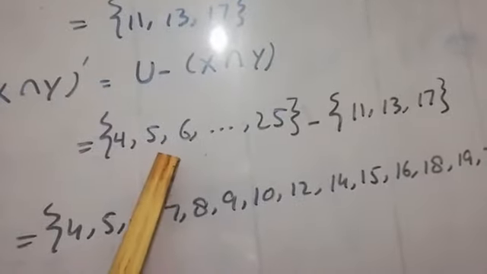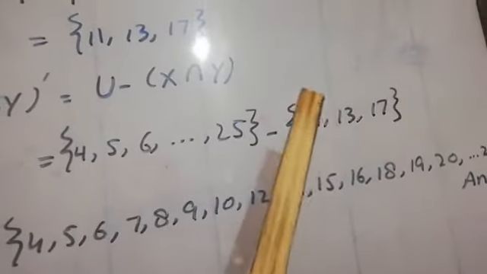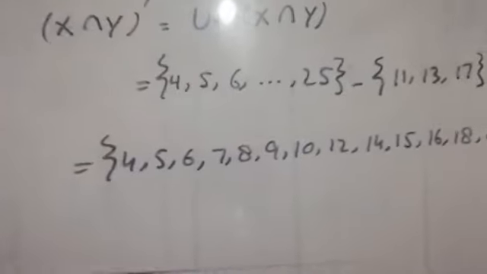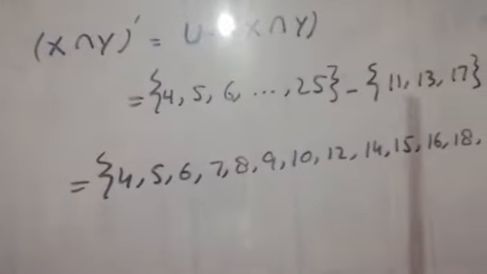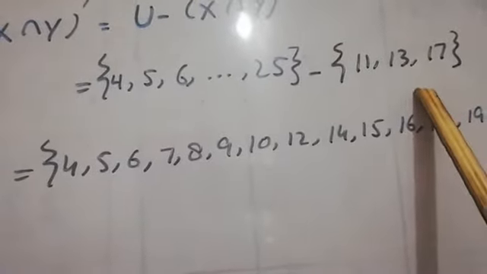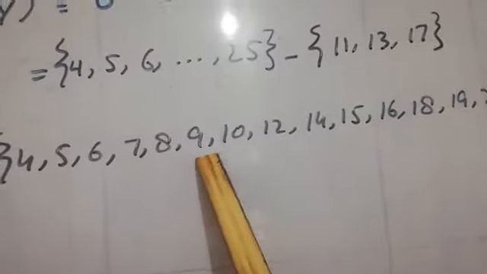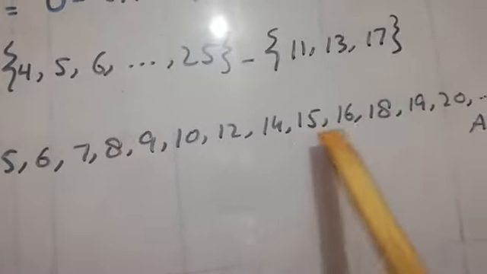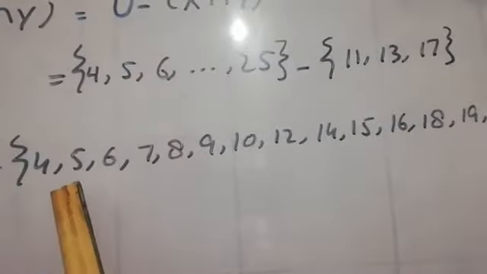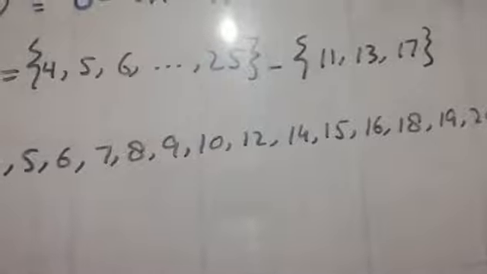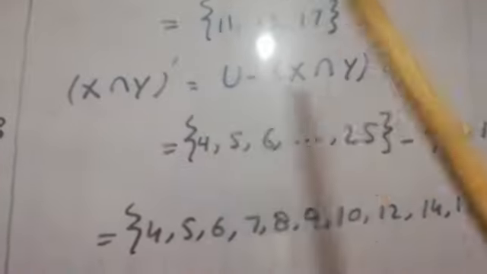So we will write first the universal set, then write X intersection Y, and after that we will take out these three numbers, and then write all the numbers of the universal set except these numbers. 4, 5, 6, 7, 8, 9, 10, 11 is not present here, 12, 13 is not here, and 17 is not here. We will write all the numbers from 4 to 25 except 11, 13 and 17. This is the answer of X intersection Y complement.